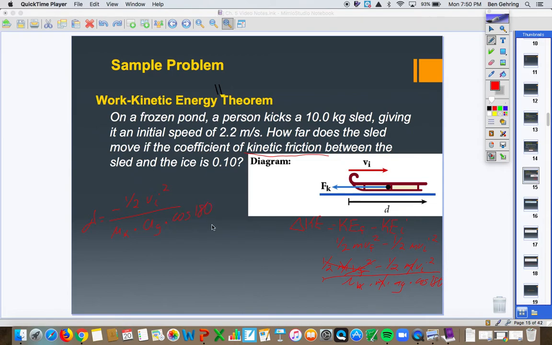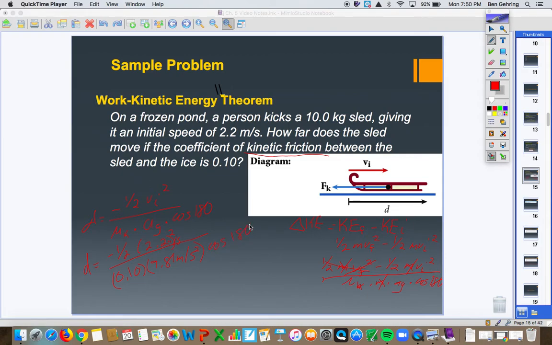And so if I plug all this in, I'm going to have numbers. So I can put my numbers in my equation. So I have d equals negative 1/2 times 2.2 squared over mu k, we said was 0.1, times my acceleration due to gravity, which is 9.81 meters per second squared. This should have been meters per second. And then times cosine of 180 degrees.